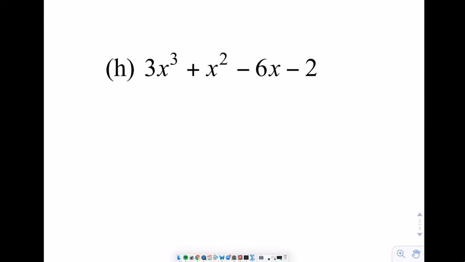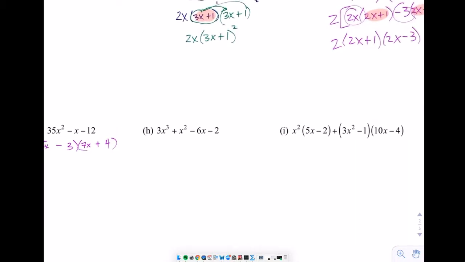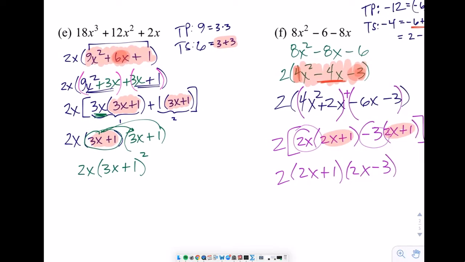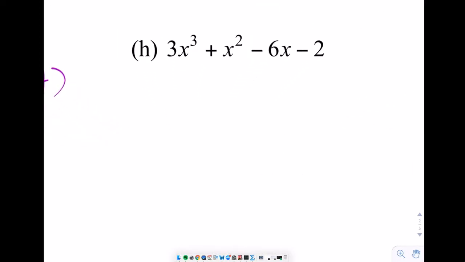No idea what to do? Well, let's see. Think back. If you're stuck, think back to another time in this lesson where we had 4 terms. What did we do? We created 4 terms, didn't we? On example F and on example E, when we split the middle term, we created 4 terms, and what did we do? Yeah, we grouped the first 2 and we grouped the second 2. So whenever you have 4 terms, that might be a good place to start. Grouping. Factor by grouping. That's what it's called. Okay?